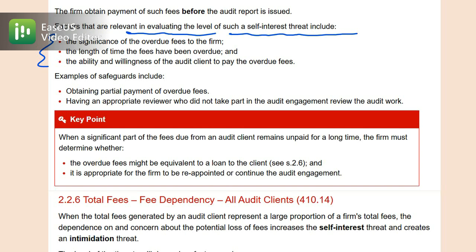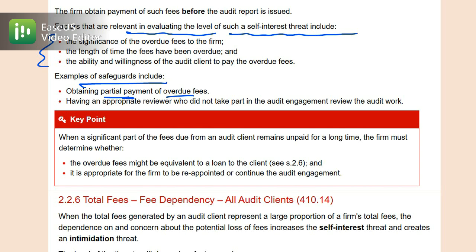Now, what are the safeguards that can be applied? The first safeguard is obtaining a partial payment of overdue fees before continuing the engagement. Even a partial payment reduces the threat. Another safeguard is to bring in an independent reviewer, someone not involved in the audit, to check the audit work. You have to remember this. That way there is an external check on the quality and independence.